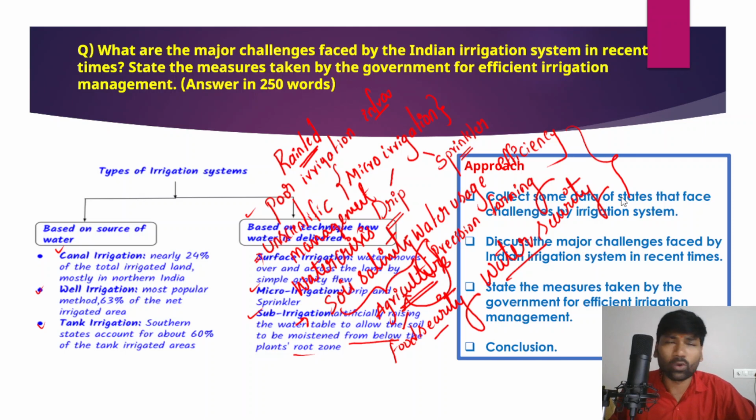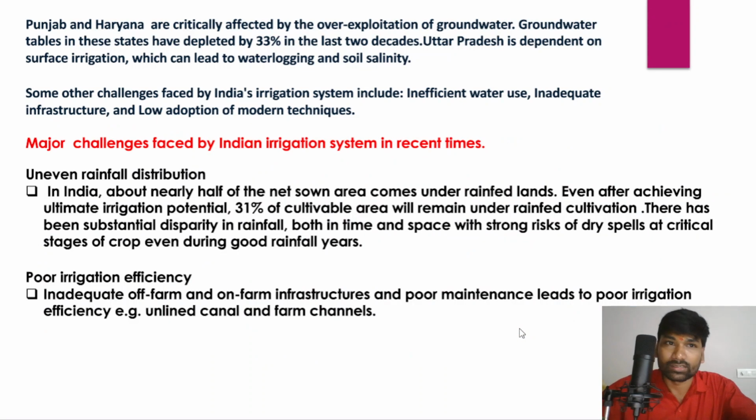Now in this context, what is the approach of this question? You need to write some data with respect to the Indian irrigation system. You can just mention such data in the introduction itself, and then discuss major challenges faced by the Indian irrigation system in recent times, because remember that this is the first part of the answer. In the second part of the answer you need to mention the measures taken by the government for efficient irrigation management, and ultimately you need to conclude the answer by providing other suggestions or any other way forward in this answer.